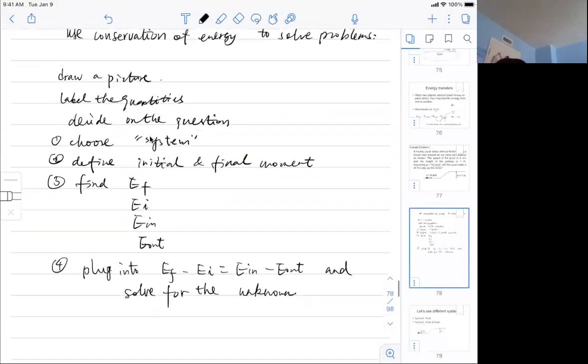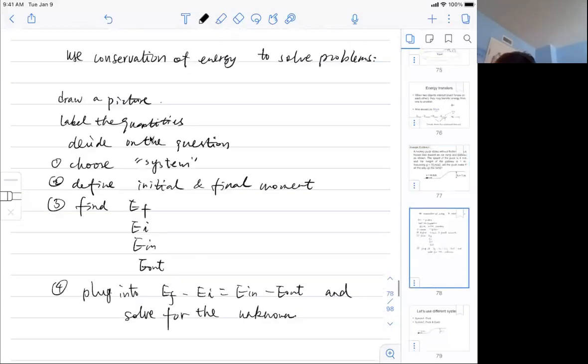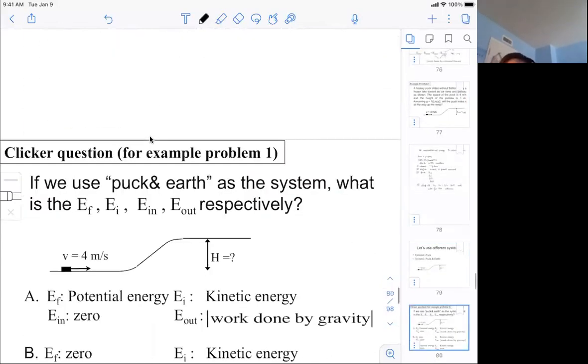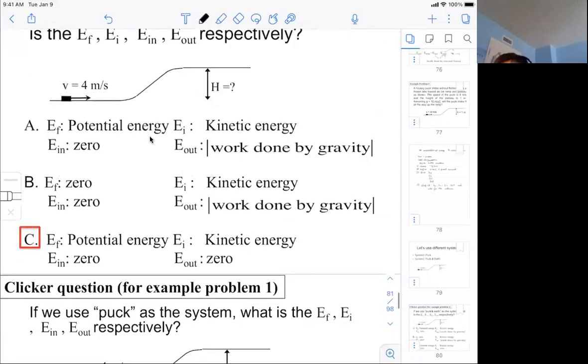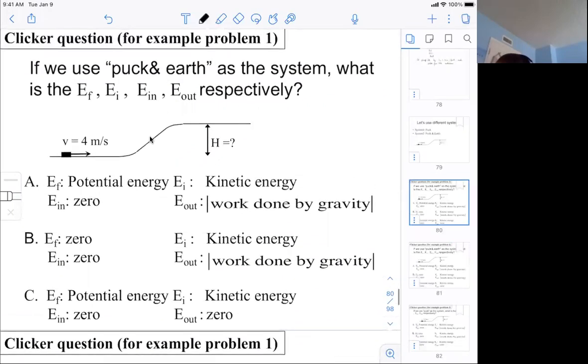So think about this problem. I'll give you some time to discuss it in groups. For example, we can use different systems. System 1, you can use puck only, or system 2, we can use puck and earth. I believe for system 2, most of the time, it's always easier to include earth in the system. So let's answer that question first. Sorry, puck and earth is here.